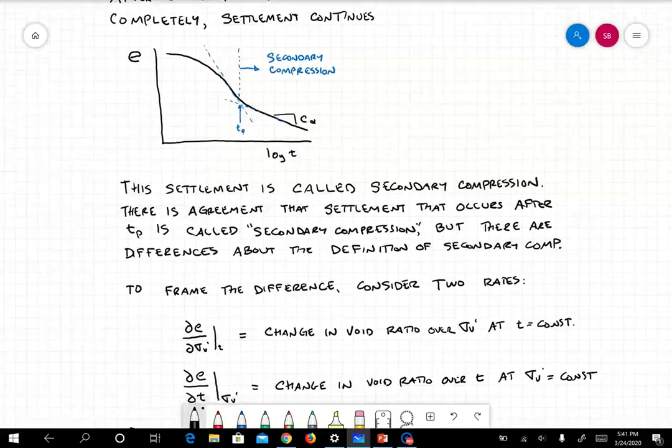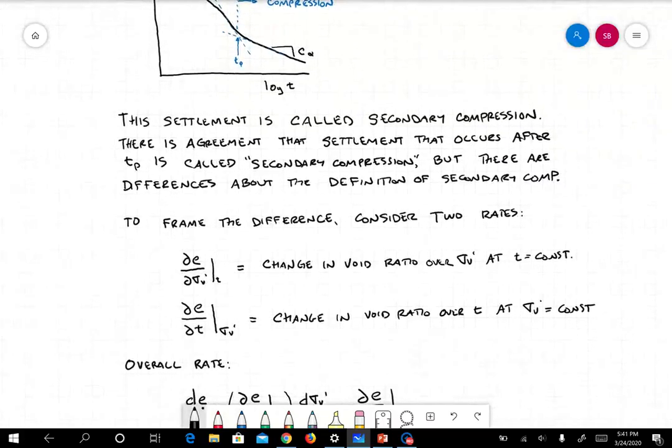So let's talk about these two different rates. Instead of naming them right now, I'm just going to leave them in equation form. They're both partial derivatives. One is the change in void ratio over the change in effective stress at a constant time. So that little vertical bar just means that time is being held constant. And at that time, we're looking at the rate of change of void ratio with respect to effective stress. So that would be like what we think of as the soil compressibility, right? How much is the void ratio changing as the effective stress changes?